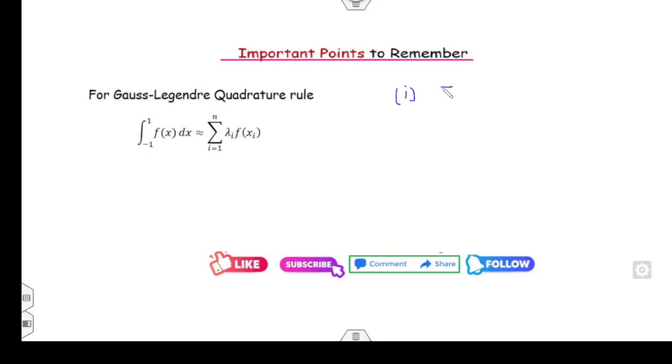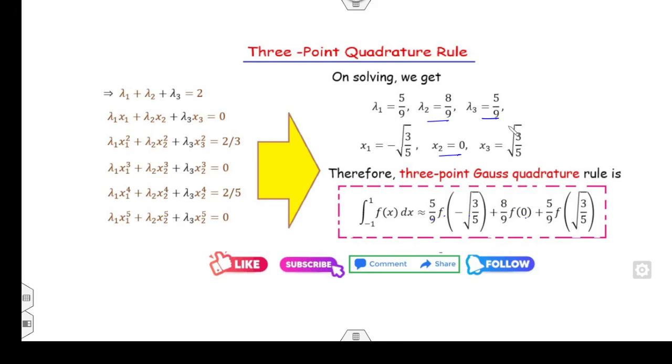Now the important points to be remembered. As I mentioned, here is how you can check your answer in the examinations. Sum of the xi must be 0, and sum of the lambda i must be 2. You can check your answers. You can see 5 over 9, 8 over 9, 5 over 9. If you add them, you get 18 over 9, which is 2.